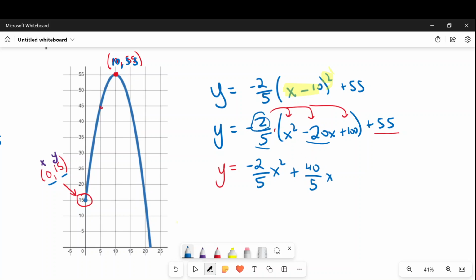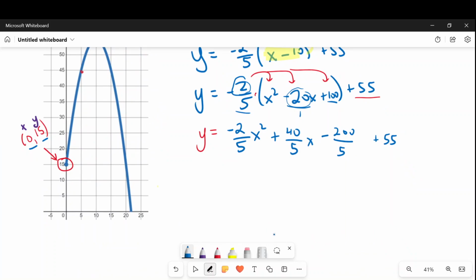Really I'm multiplying the numerator by the numerator, because there's a secret denominator of 1, and I get positive 40 over 5x. Now I'm going to do negative 2 over 5 times 100. So negative 2 times 100 is negative 200, and that would be over 5. And the plus 55 just sits there. Before I collect like terms, I have a couple of fractions, and some of them can be reduced. Negative 2 over 5 can't reduce anymore, so I'm going to leave it as negative 2 over 5.